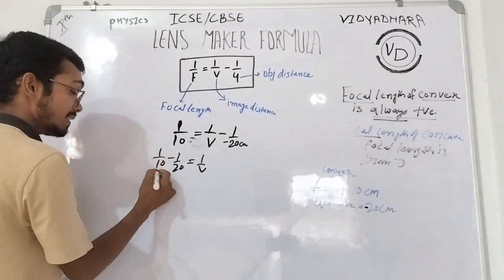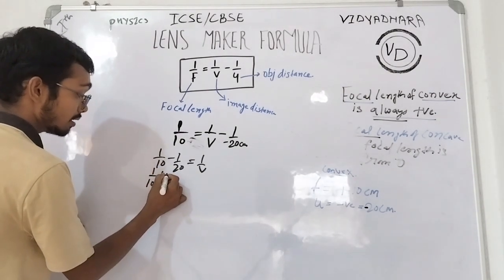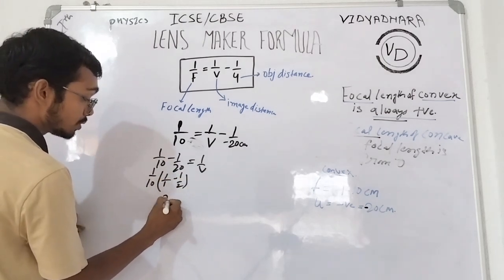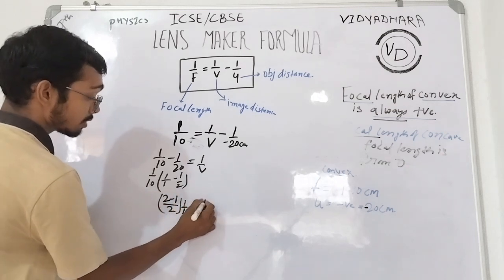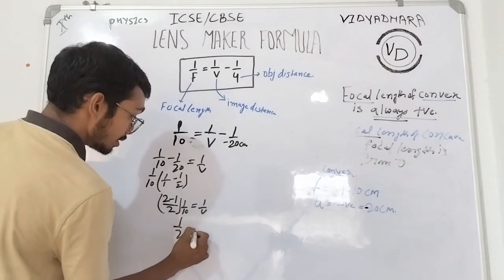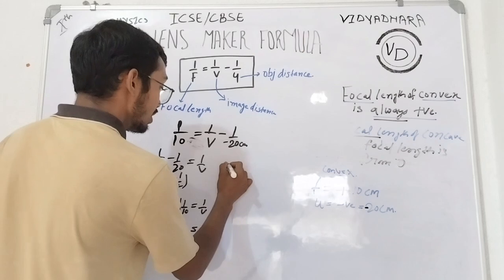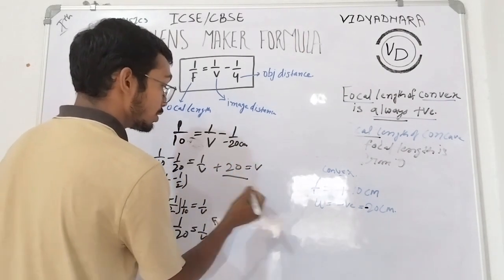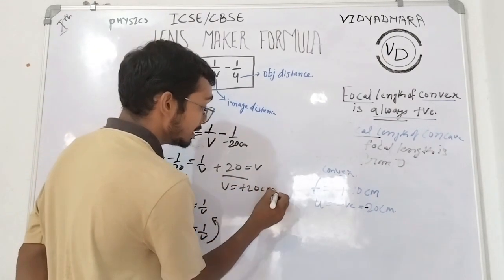So 1 upon 10 plus 1 upon 20 is equal to 1 upon V, and this comes to the other side as 1 upon 10 minus 1 upon 20. Taking 1 upon 10 common, we get 1 upon 10 into (1 minus 1 upon 2), which is 1 upon 10 into 1 upon 2. So 1 upon 20 is equal to 1 upon V. If we invert this, we get V equal to 20, in positive. So the image is formed in the positive direction. So V is equal to plus 20 centimeter.